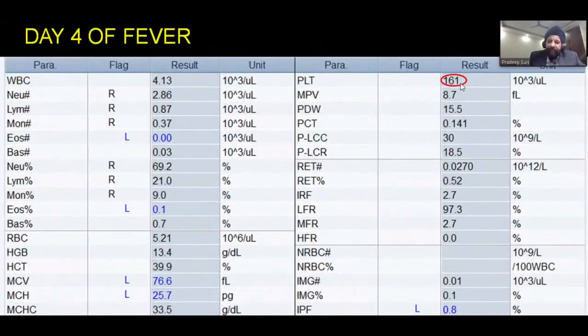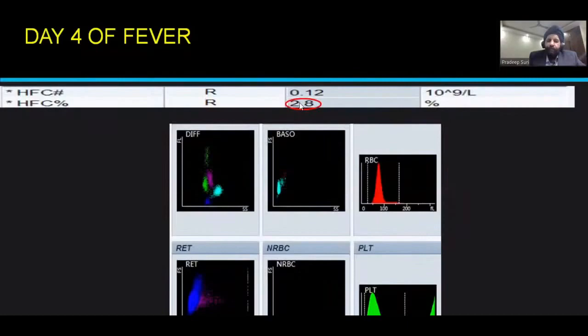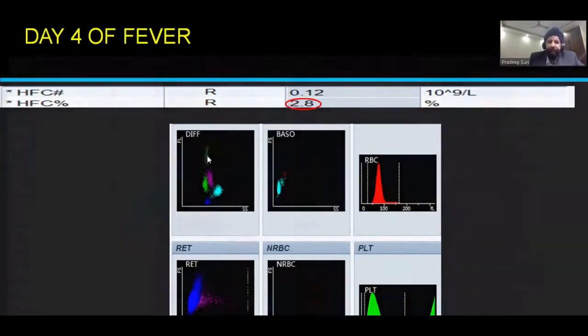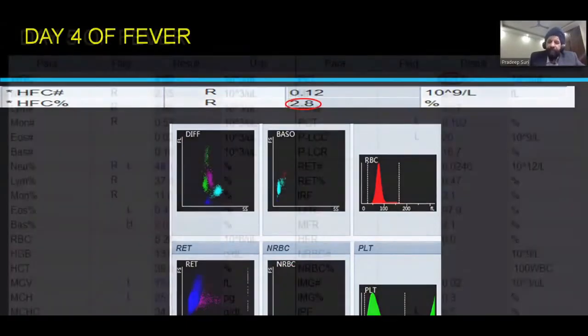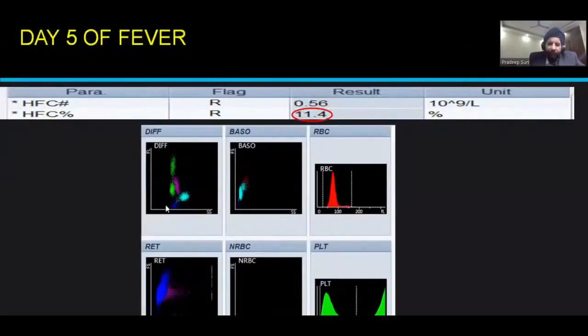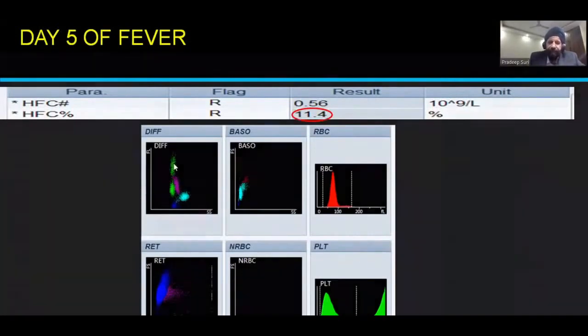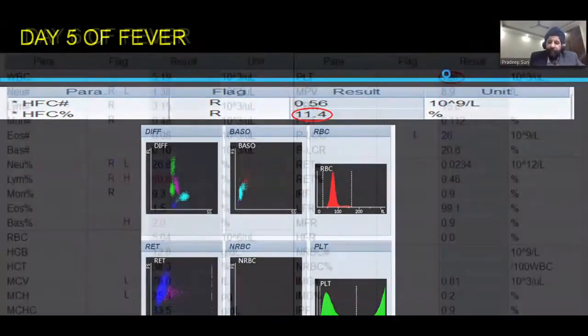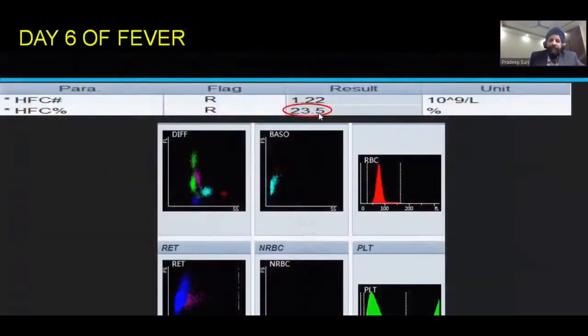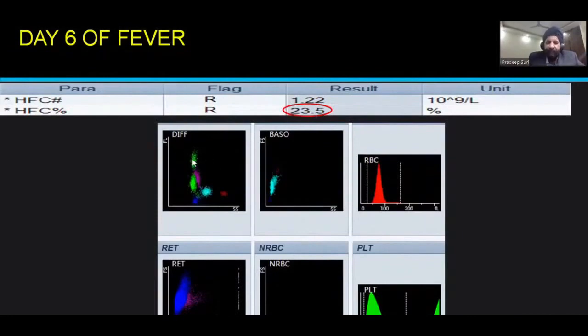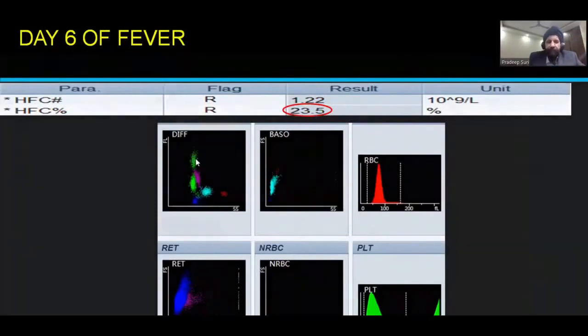Come day 4, platelet is 161 and the HFC is now for the first time increased to 2.8. You can see in this corresponding scatter plot, now you are seeing a significant amount of this green population, which is the HFC population. Day 5, platelet 121, HFC has gone up to 11.4. You can see the scatter area in the HFC is significantly increased. Day 6, platelet 126, HFC is at its peak, 23.5%. This scatter plot is even more dense.